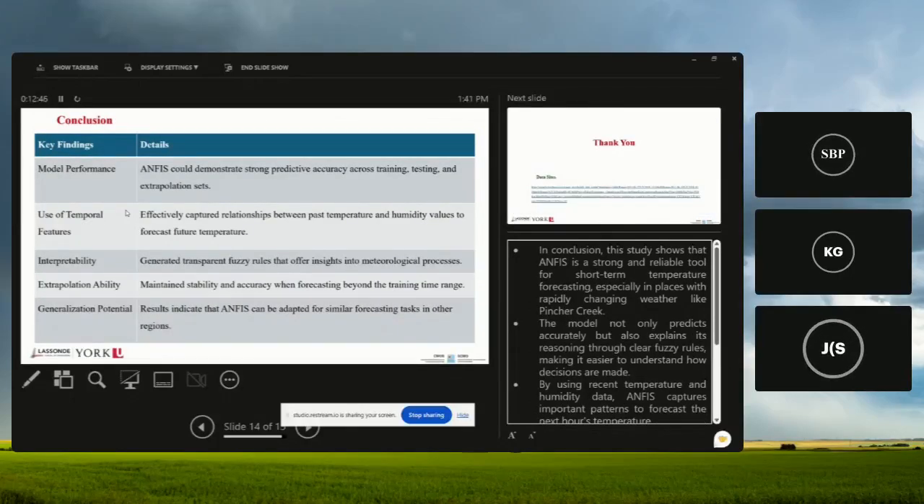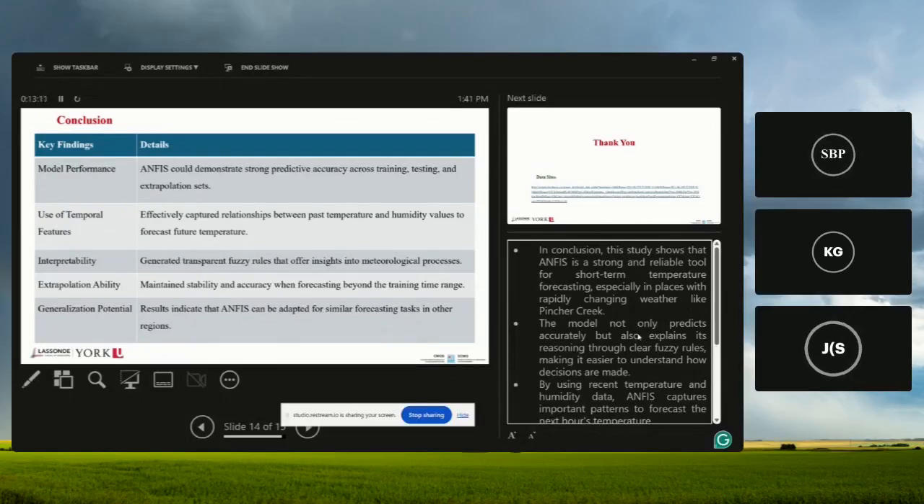In conclusion, this study shows that ANFIS is a strong and reliable tool for short-term temperature forecasting, especially in places with rapidly changing weather like Pincher Creek. The model not only predicts accurately but also explains its reasoning through clear fuzzy rules, making it easier to understand how decisions are made.